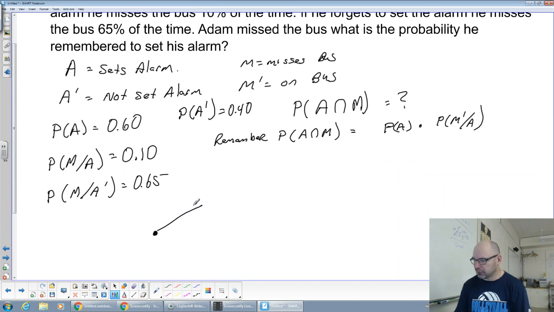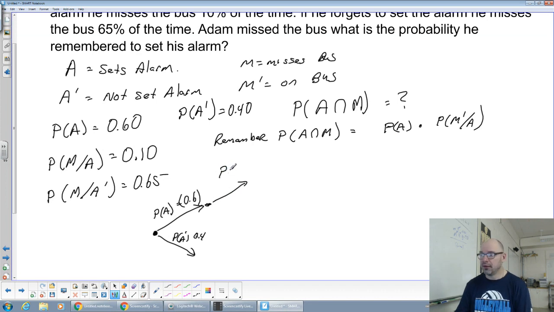So the probability that he set the alarm is 0.6. Okay, we don't need to worry about the probability that he did not set the alarm. That's 40%. But we're not going to follow that because we have to do this one first. Okay, then we have the probability that he missed the bus.